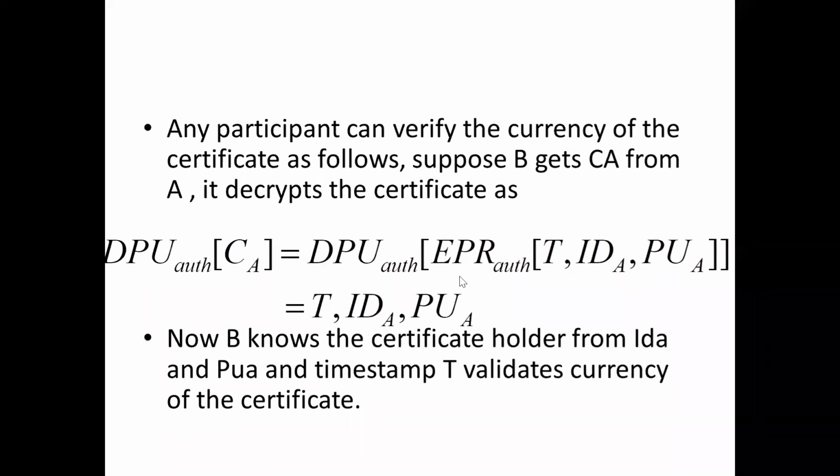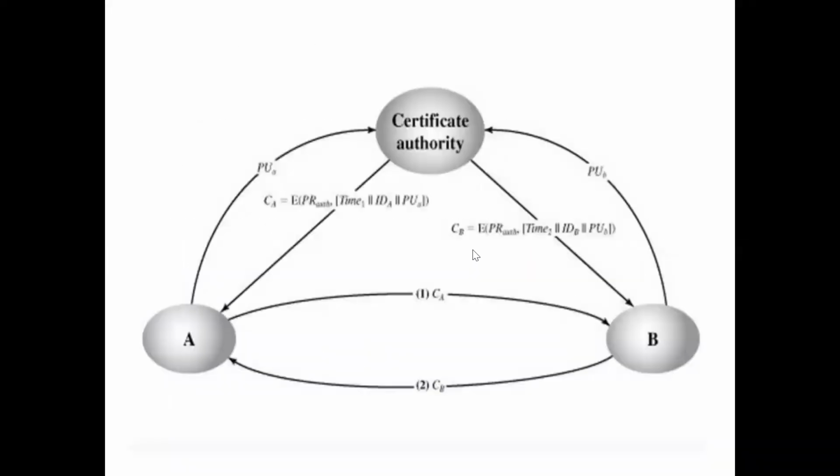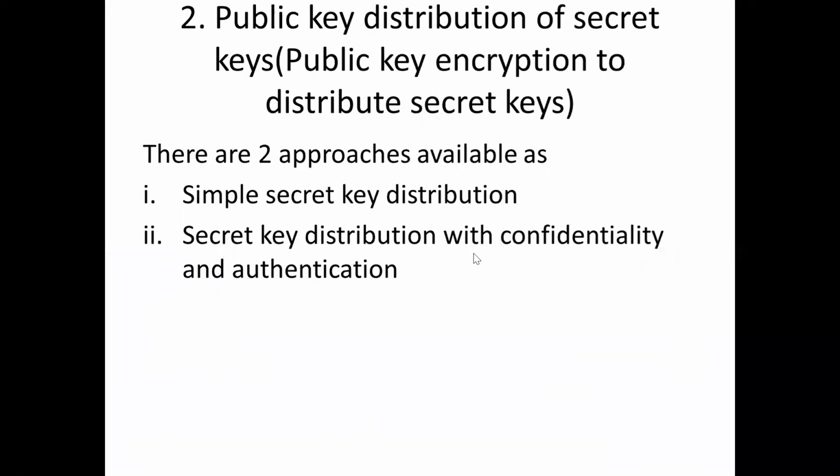What are the four ways? One is public announcement. Second is the publicly available directory. Third is the authorized person, from whom he has to get permission. And the fourth is the public key certificate. These are the four ways to distribute the public keys.